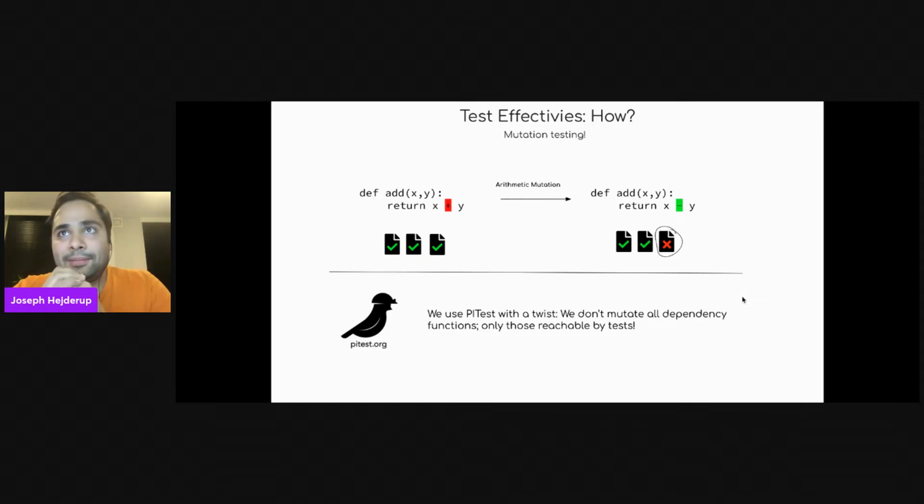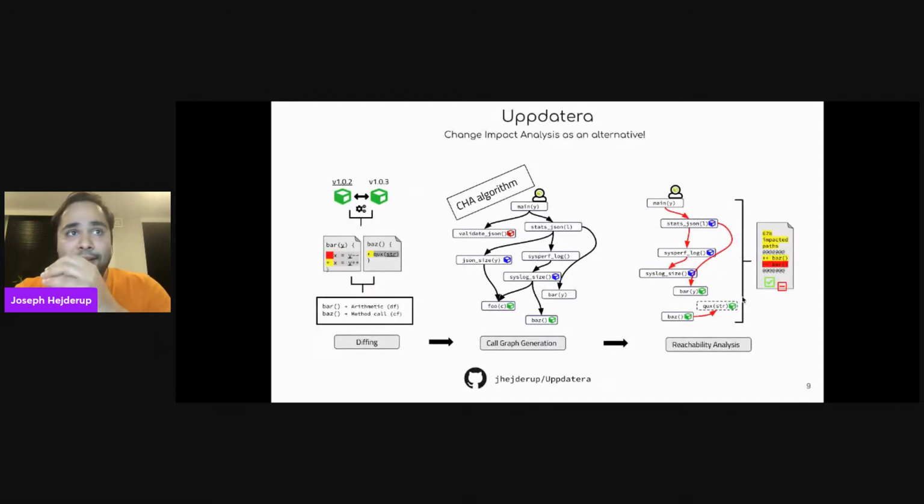Then I got the idea, well, why can't we also do this for dependencies? So I was using a very popular framework called PyTest. The difference between what I'm doing and what PyTest is doing is that I am not mutating all functions of your project. Instead, from the previous step, I know which functions were actually executed in the third-party libraries. By putting mutations into those functions, I can see whether the tests are able to capture that or not.